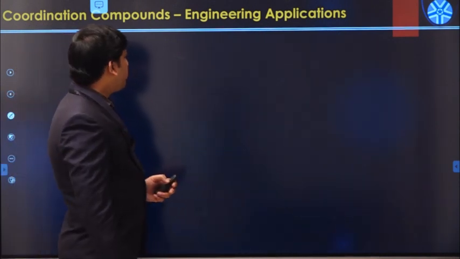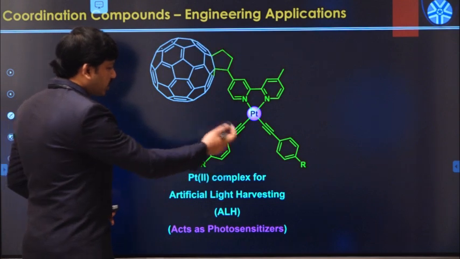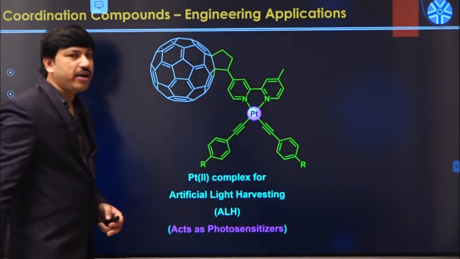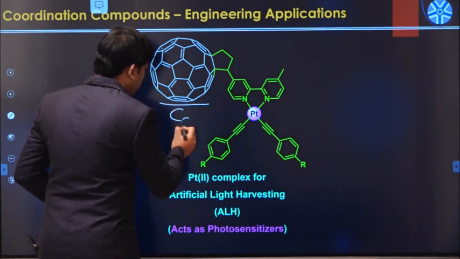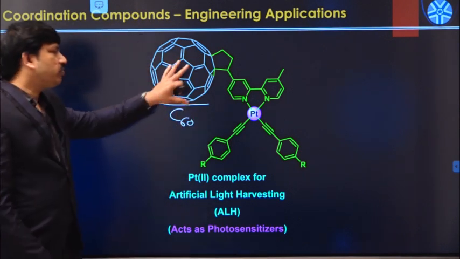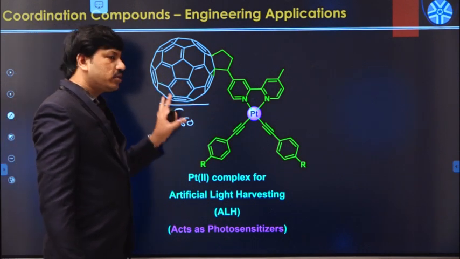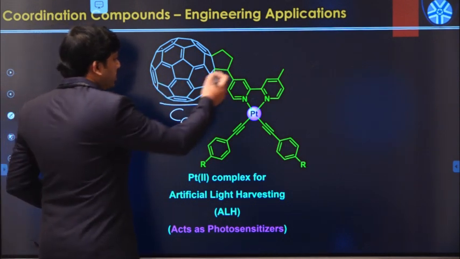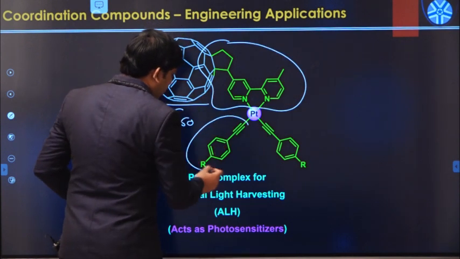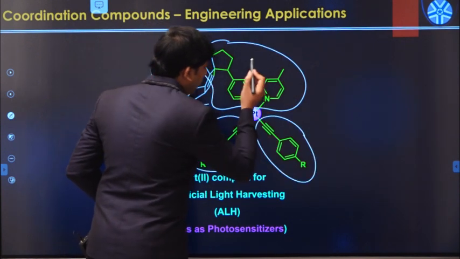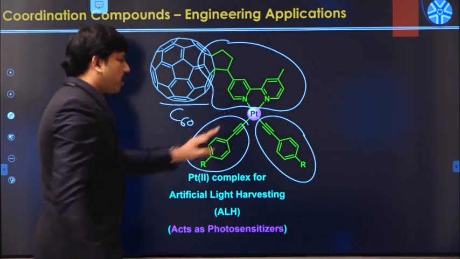And another thing actually, here you can see one specially designed platinum complex. What is this molecule, this group? This is C60, fullerene. This is one of the nanoparticles, which we already discussed during the bridge course time. It is attached to an organic ligand like this, and this is also a ligand, and this is also a ligand, and this is the center metal atom.